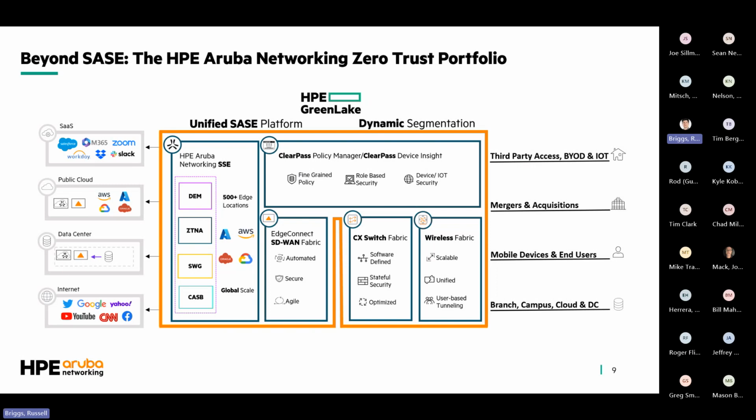But in any case, you can see here on the left-hand side, we've got the secure services edge, we've got our SD-WAN fabric, we have ClearPass, which does the network access control side of things, switch fabrics, and then of course our Wi-Fi access points. So inside of this one orange box here, we've got a number of different products that all work together in order to provide a modern security-first networking capability that's agile, secure, scalable, automated, unified, all the things that you need these days.